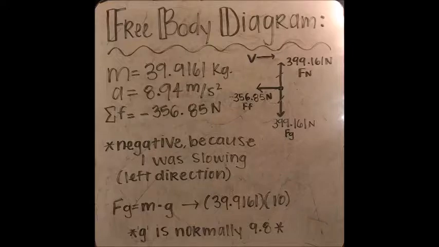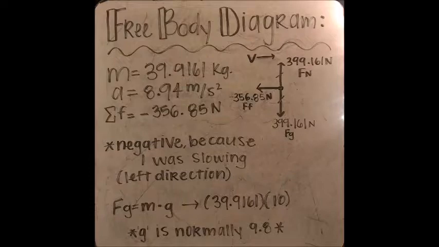I started the free body diagram with a dot representing the object in motion. I drew the arrows according to the directions of the forces. I found force of gravity and normal force to equal 399.161 newtons with the equation force of gravity equaling mass times gravity.